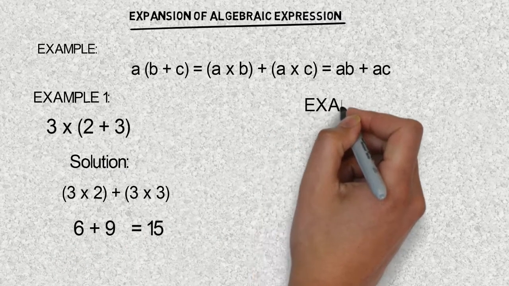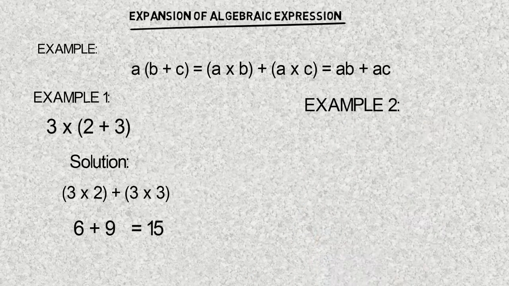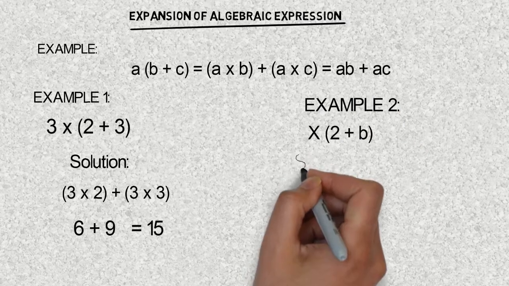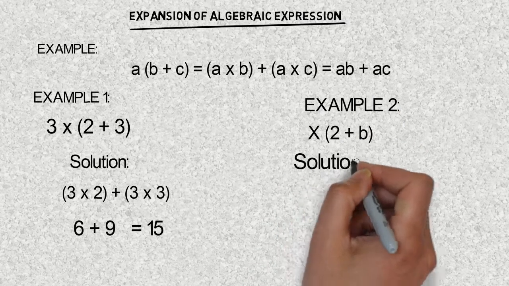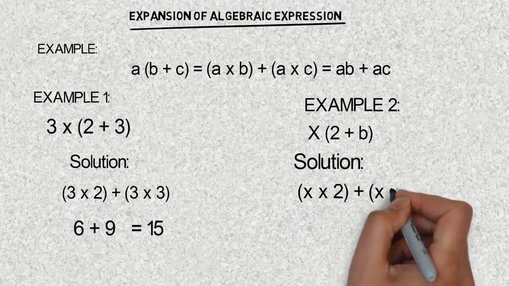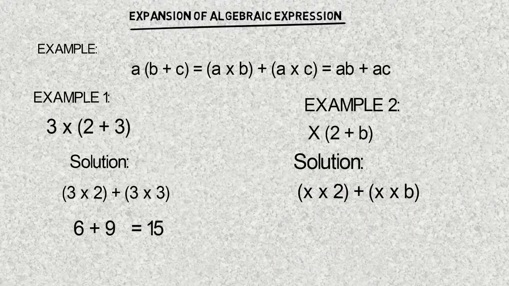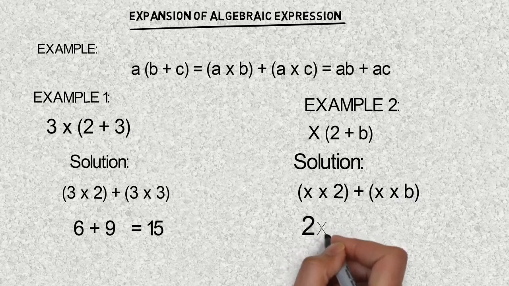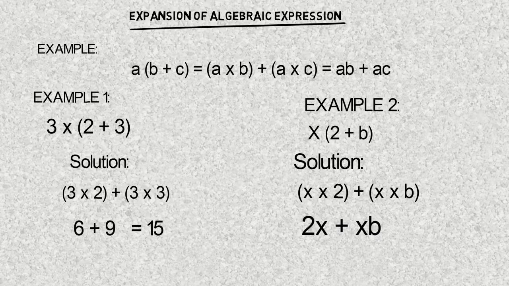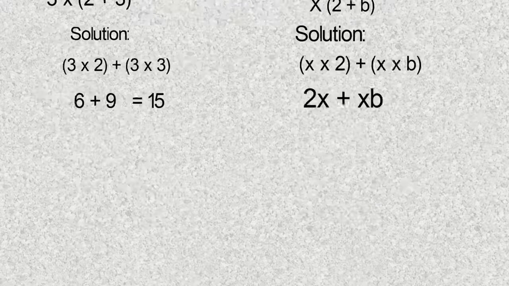Let's do another one. Example 2 says x into bracket 2 plus b. How do we do this? We simply expand this also. So I have x times 2 plus x times b. So I have x times 2 will give me 2x. X times b will give me xb. So I have 2x plus xb. Can you see that? That is very, very simple.